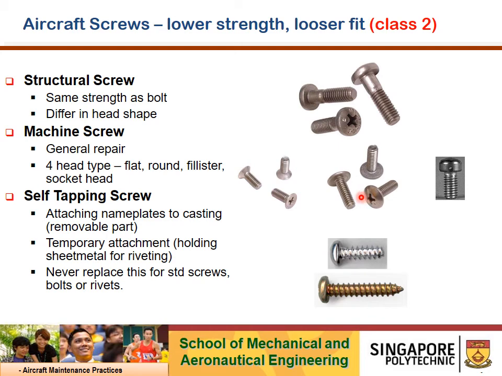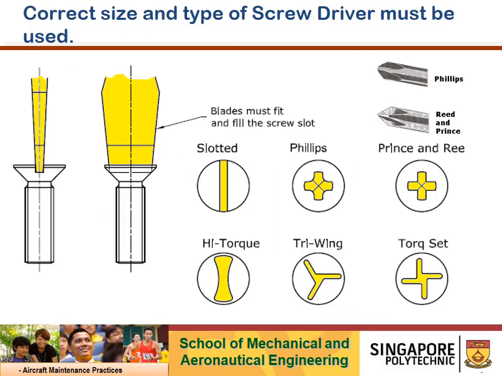Last is the self-tapping screws. They are used for attaching removable parts such as nameplates to casting. Used in blind application for temporary attachment of sheet metal for riveting. Do take note that self-tapping screws should never be used as replacement for standard screws.